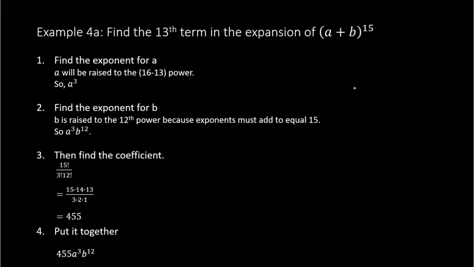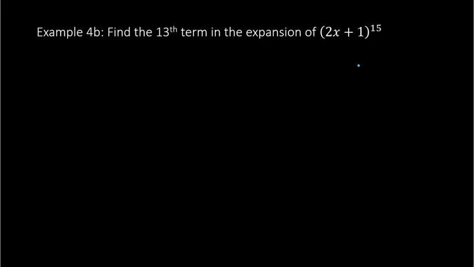So we have stated that the expansion of (a + b) to the 15th power would include 455 a cubed b to the 12th power. Now what if you replace the a and b with something different? What if a, for example, were 2x, and b were 1? So you have (2x + 1) to the 15th power. That's what we see in this next slide.